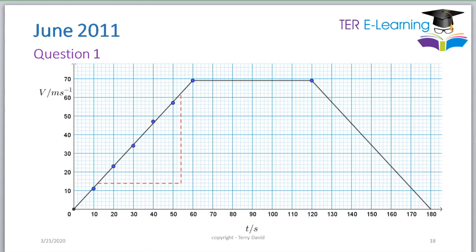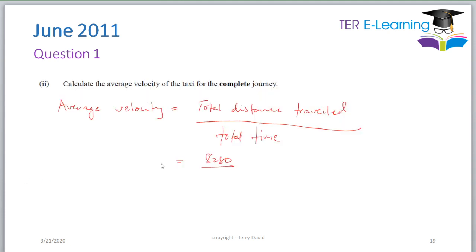We need to go back to the graph. My total time, if you look at it, the journey was actually 3 minutes. So my total time is 180 seconds. So 8280 divided by 180, and I'm going to get 46 meters per second because we're dealing with average velocity. So average velocity is 46 meters per second.